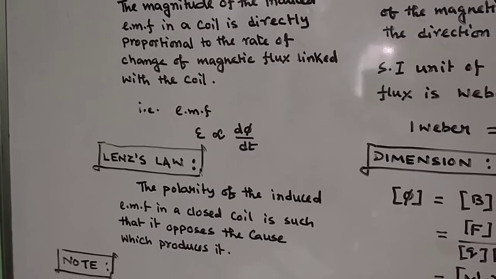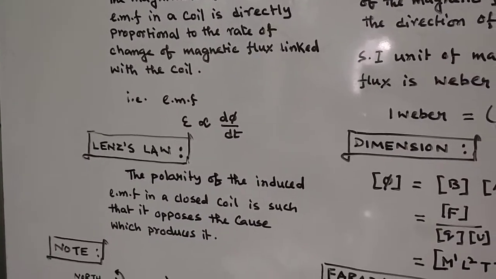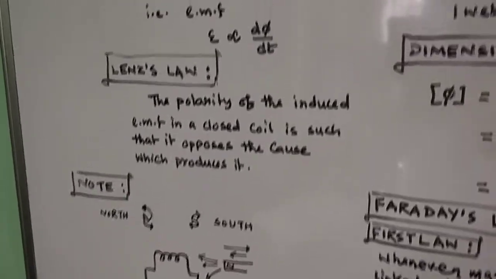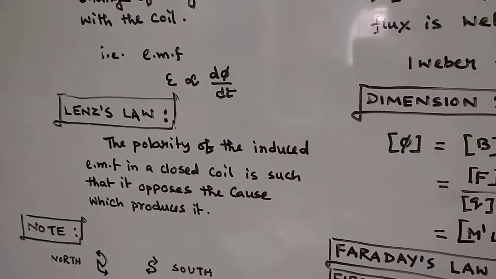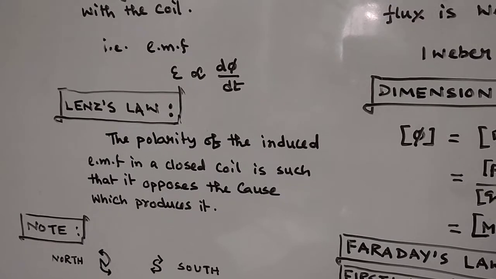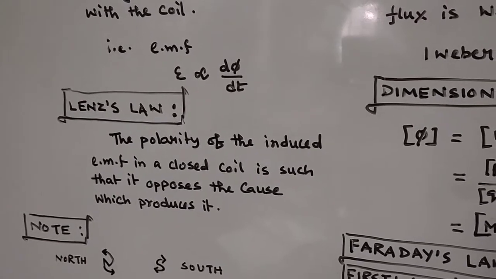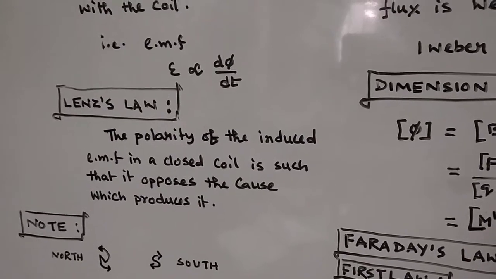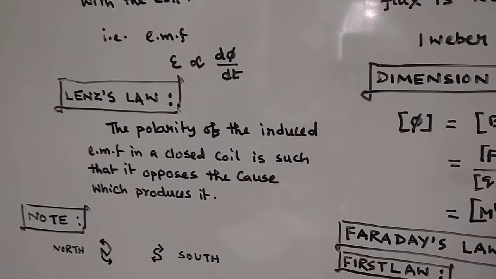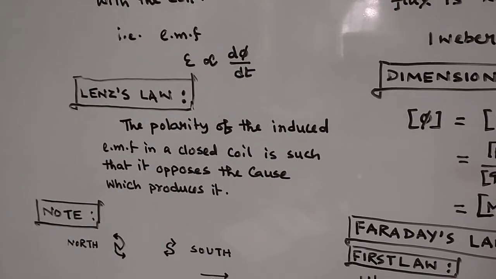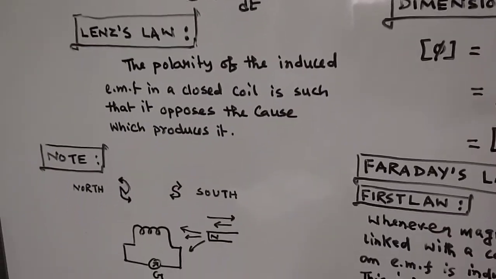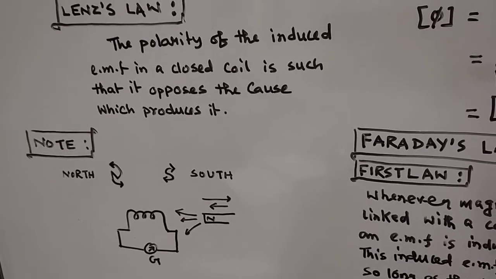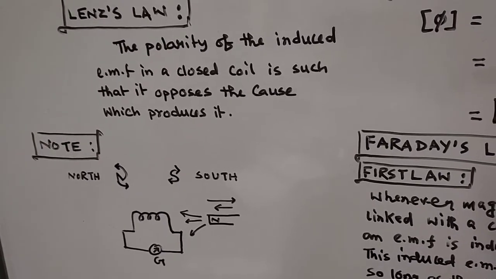Now the next law is Lenz's law. This is very important. Before coming to this law, let me read it out first. The polarity of the induced EMF in a closed coil is such that it opposes the cause which produces it. Let me repeat: the polarity of the induced EMF in a closed coil is such that it opposes the cause which produces it. It opposes the cause. This part is very important. Now how can we explain this? Suppose you have a coil and a bar magnet, and you are bringing the north pole of the bar magnet towards the coil.